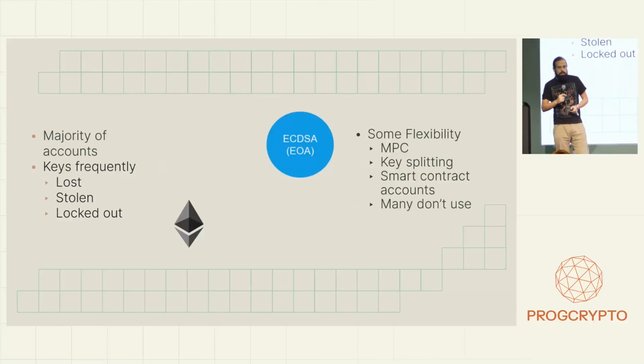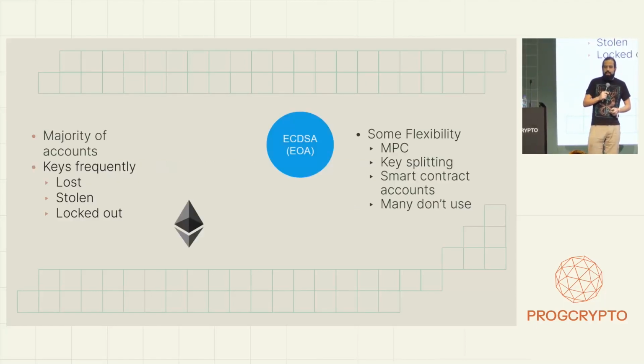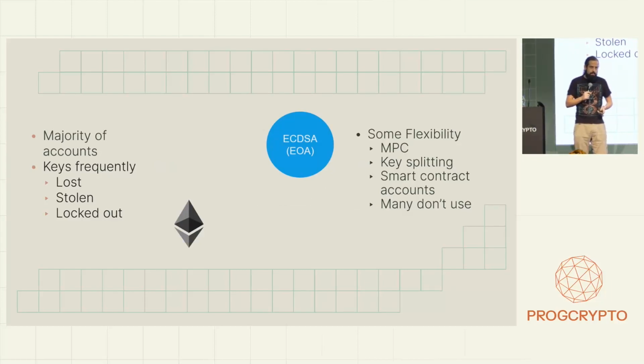Inside of the Ethereum ecosystem today, we have the externally owned account, or the EOA, using ECDSA signatures. This is the vast majority of accounts, including on layer 2s. Frequently, people will lose their keys, have them stolen, or get locked out of their account and lose access to funds or other digital assets they may have. We do have some flexibility in the different options we can use, but in general, people do not use a lot of these and just have a single seed phrase controlling things.